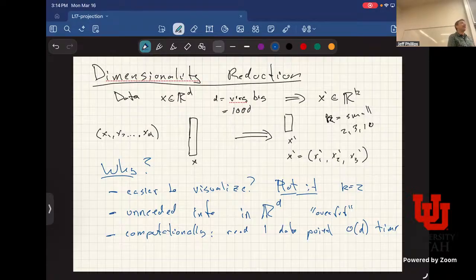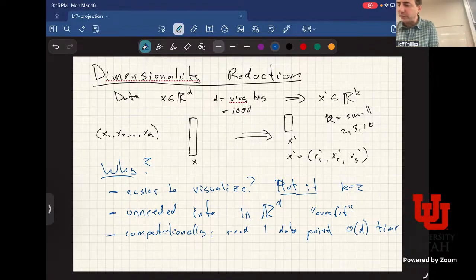Okay, if I'm in 1,000,000 dimensions, which is not that uncommon, or 1,000,000,000 dimensions, this sort of thing can happen now. Just reading one data point takes a long time to do. So if we could somehow reduce the data to a lower dimension, then just the fact of reading it into my algorithm takes much less time.